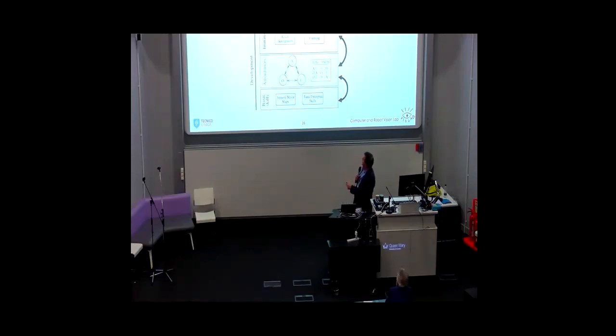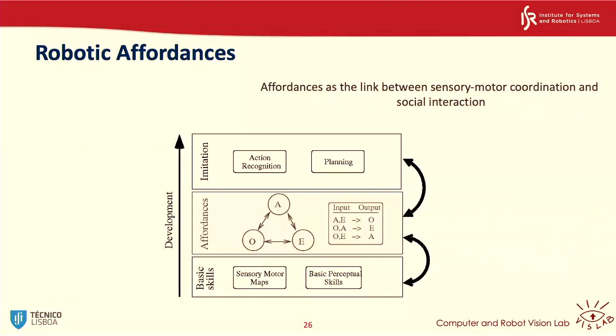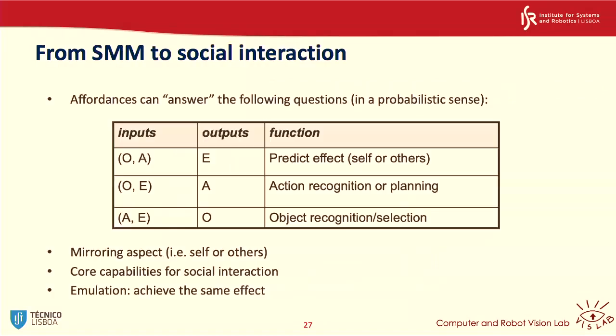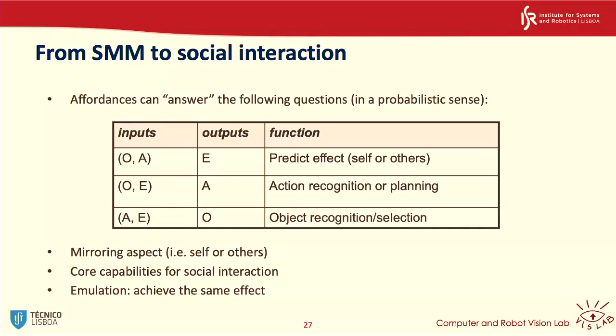And if we consider this model that we have learned, it can bridge the lower level sensory motor maps with higher level tasks that you may want to understand with humans or to experiment with your robot. So we believe it's an interesting bridging block in between. The model itself connects objects, actions, and effects, and we can query this model in different ways.